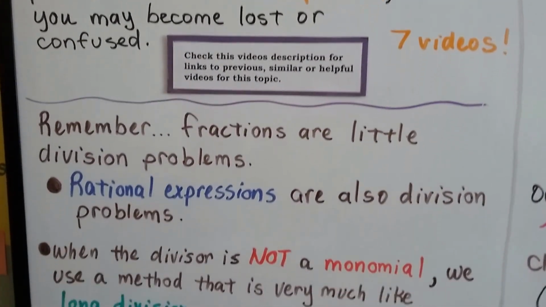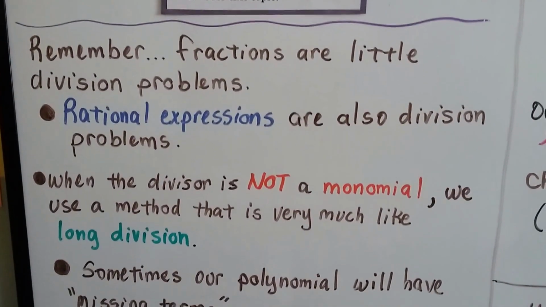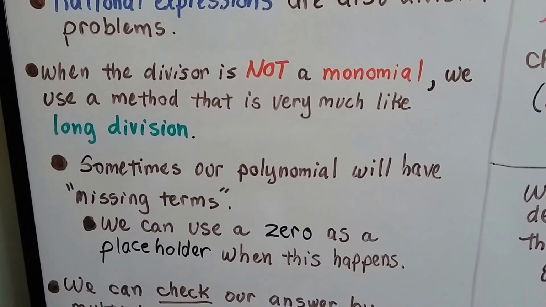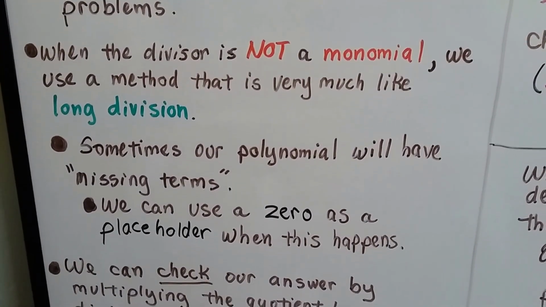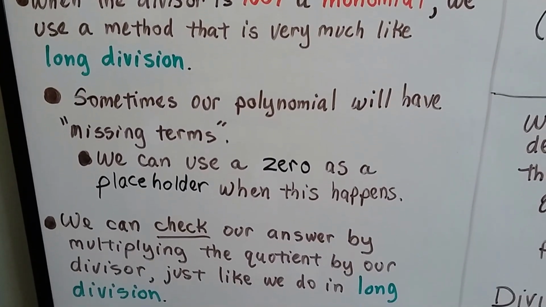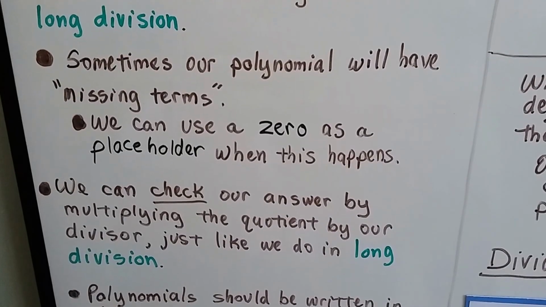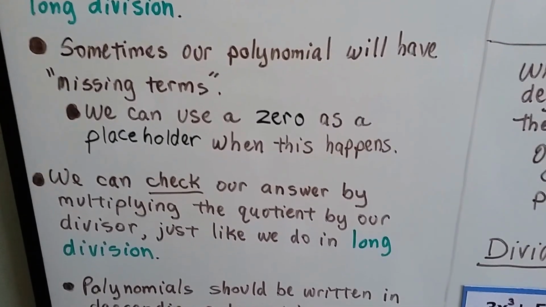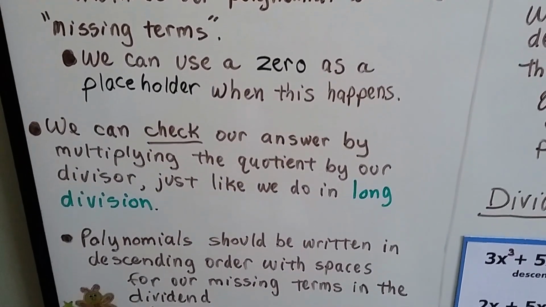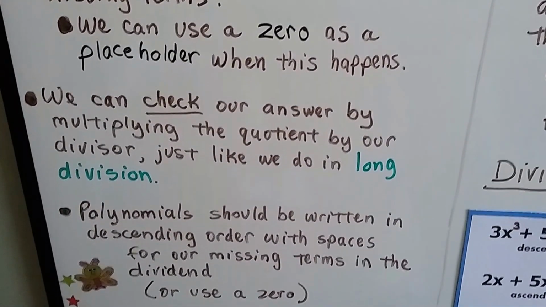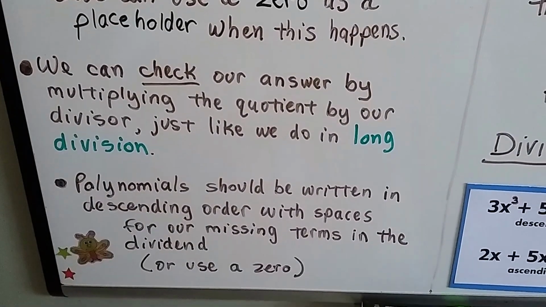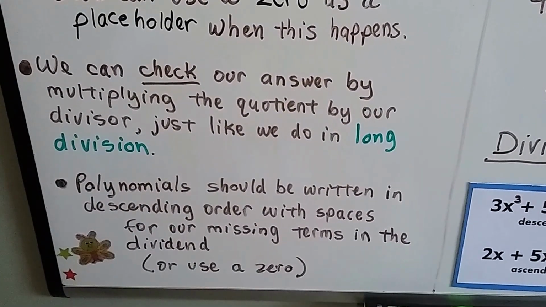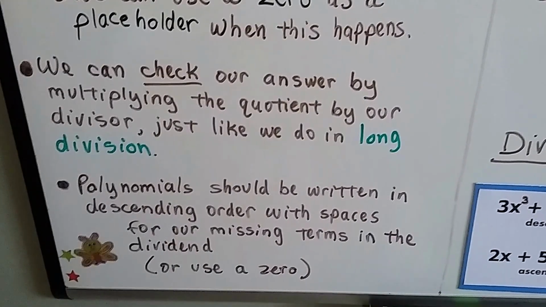So remember, fractions are little division problems, and rational expressions are also division problems. When the divisor is not a monomial, like our last video, we use a method that's very much like long division. And sometimes our polynomials will have missing terms or one missing term. We can use a 0 as a placeholder when this happens. We can check our answer by multiplying the quotient by our divisor, just like we do in long division. And polynomials should be written in descending order with spaces for our missing terms in the dividend. Or we can use the 0 like I mentioned before.